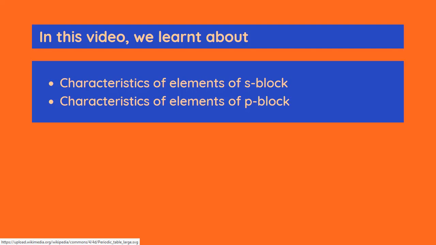So our s block has the outermost electronic configuration of ns1 or ns2, ns1 belonging to alkali metals, ns2 belonging to alkaline earth metals. So these elements are good reducing agents because they undergo the process of oxidation quite readily. They are metallic in nature, and they are highly reactive, and they have a low ionization enthalpy.